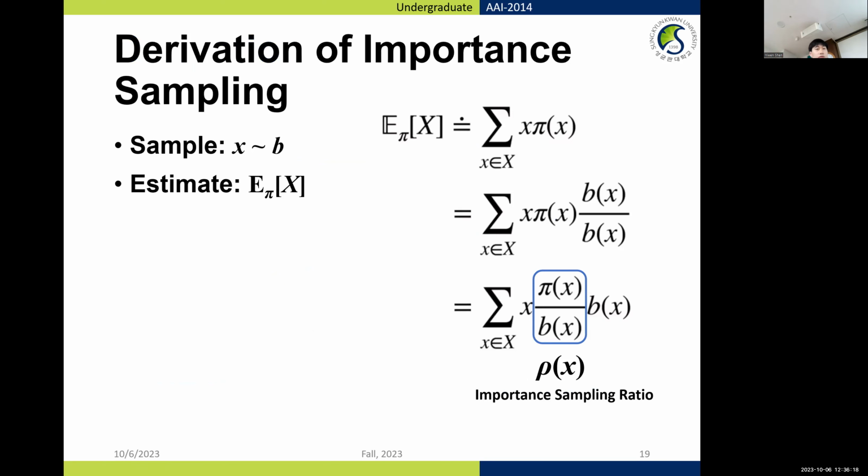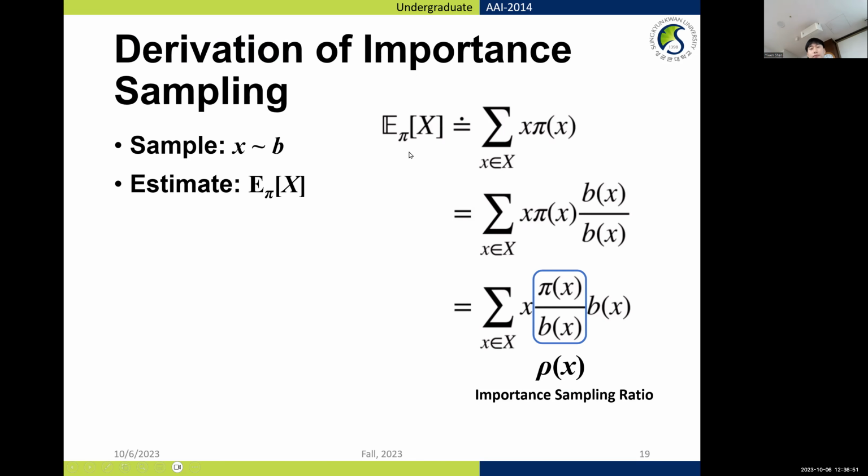So let's look at the original importance sampling. What is the meaning? You see here we have a sample. b is a distribution, like the behavior distribution. Now we can draw a set of samples from b. So x represents a sample from the distribution b. Now based on this sample, we want to estimate the expectation of x under policy pi.